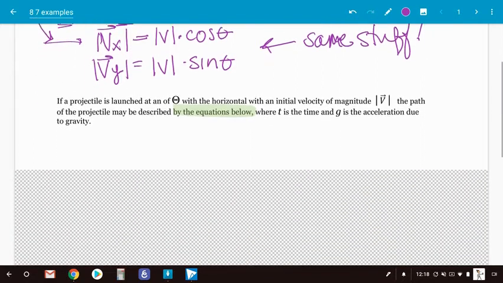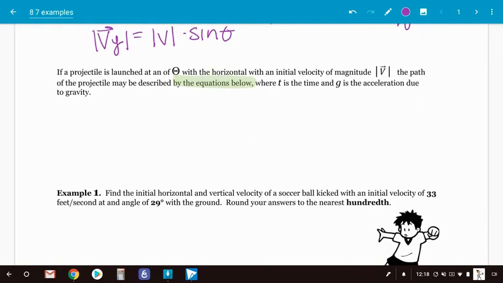So then it says if a projectile is launched at an angle of theta with the horizontal, and the initial velocity and magnitude v, the path of the projectile may be described by the equations below. So this is where we're talking about giving parametric equations.